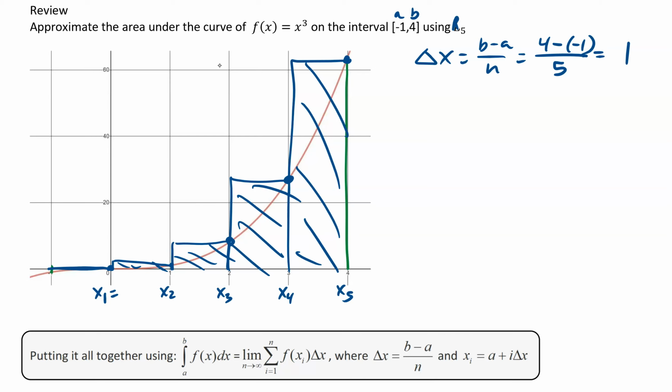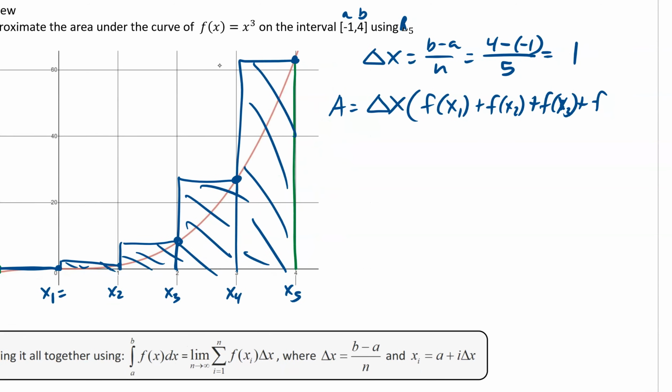So now we would know that our actual area is our delta x times all of our functions. So f of x sub 1 is our first height, f of x sub 2, f of x sub 3, and then f of x sub 4, and f of x sub 5. So it's our width times our heights, right? That was how we did it before. And that would give us the area of our approximation.